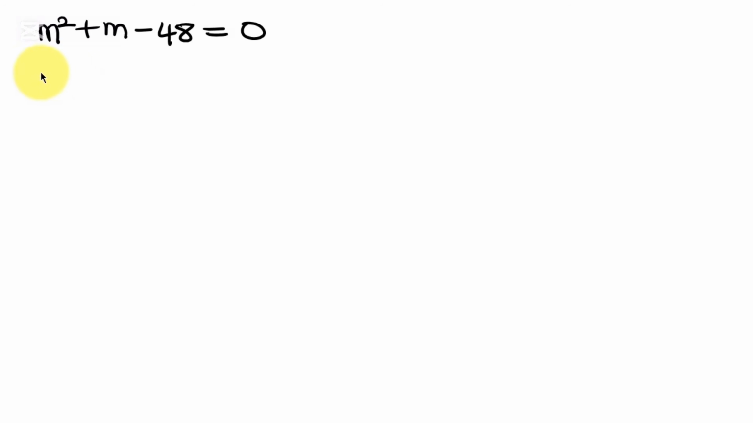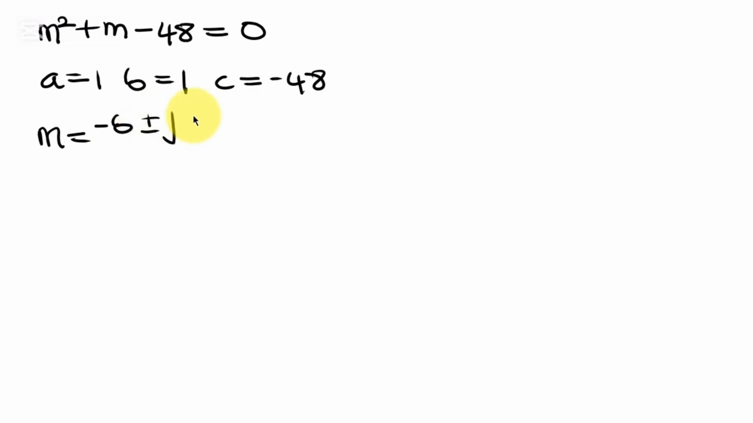We're going to use the quadratic formula to solve this. So what is my a? My a is 1, b is also 1, while c is negative 48. Now the quadratic formula we're using, since we're looking for m, is m equals negative b plus or minus the square root of b squared minus 4ac all over 2a.